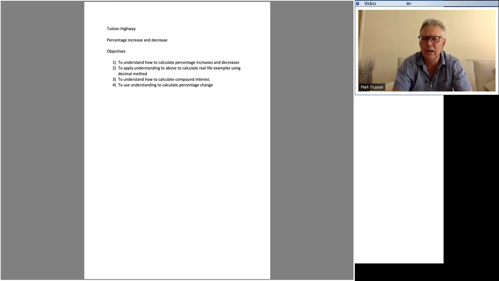The third objective is to use that information that you've had in the first two objectives to calculate compound interest. And we'll still be using the decimal method, but you'll see the linkage there. And then finally, to understand how to calculate percentage change. And again, there'll be some examples with regards to that.